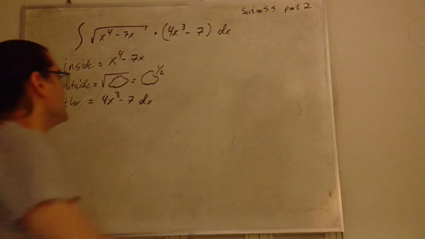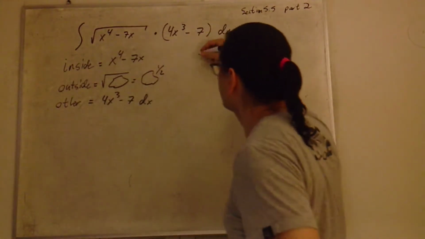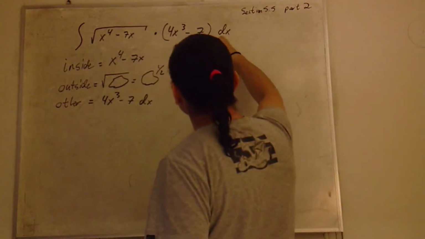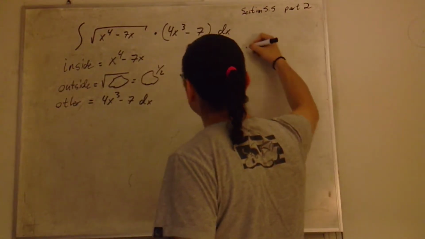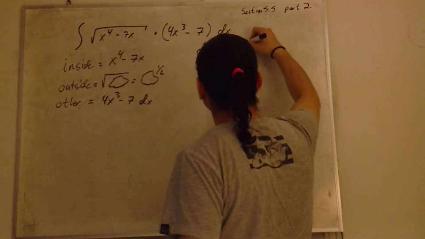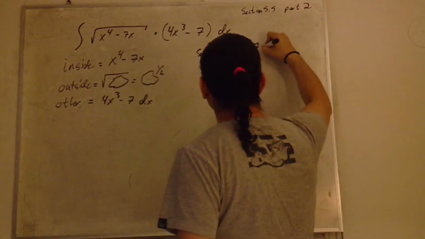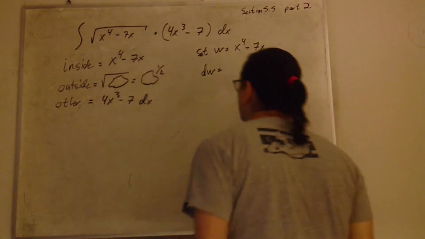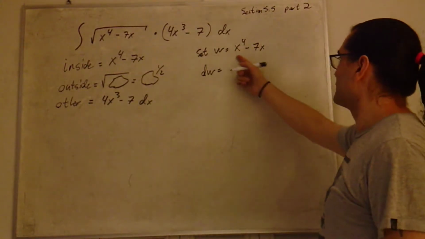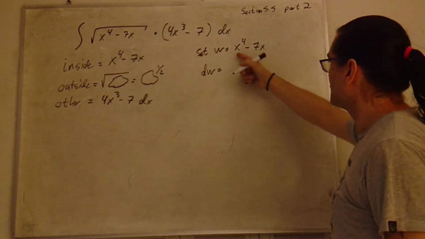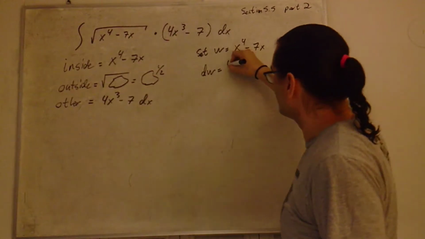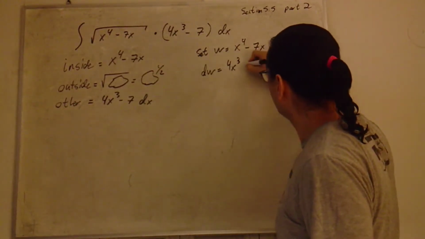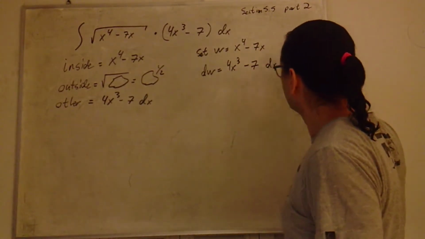The next step is we start to create things to substitute. So I'm going to set w equal to the inside, x to the 4th minus 7x. And then I'm going to find dw, which is always just the derivative of this. So if you take a derivative of this thing, you should get 4x cubed minus 7 dx.